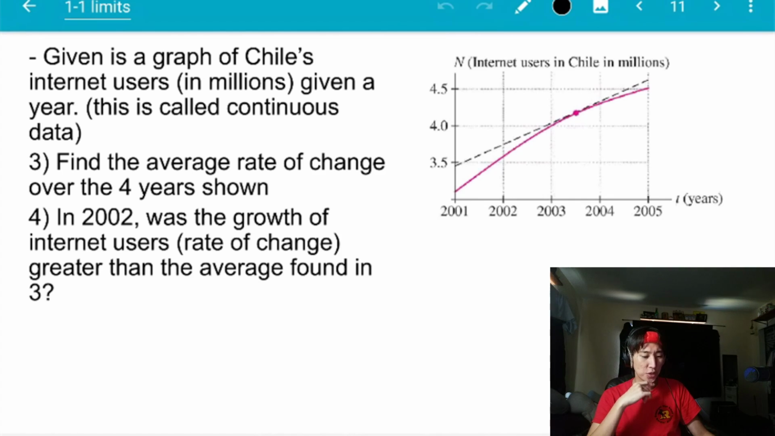Oh, so you compared from 2002 to 2003. Okay, sorry, I wasn't clear about the question. It said greater than the average found in three. I meant the average found in question three. Excuse me, that was my bad.